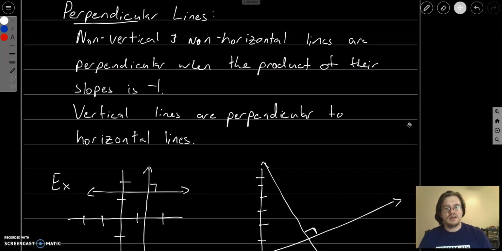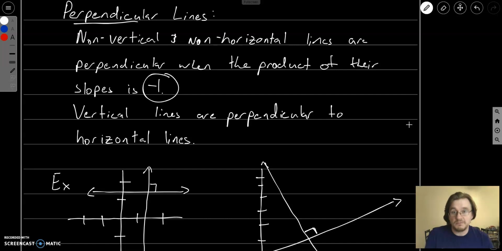So unlike parallel lines, which have the same slope, perpendicular lines have a slightly more complicated way of describing their slopes. When you take the product of their slopes, you get -1.